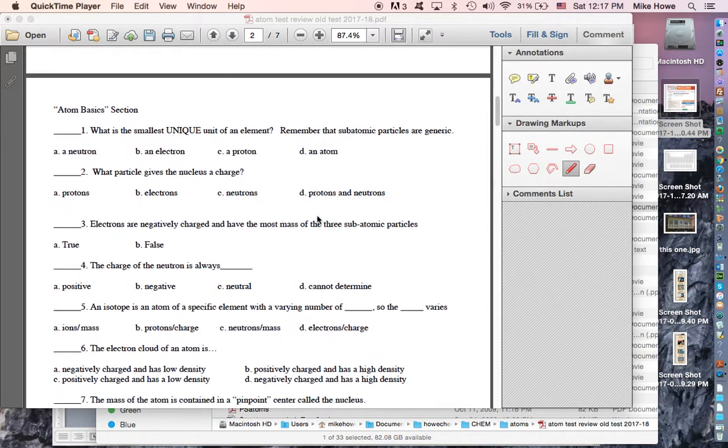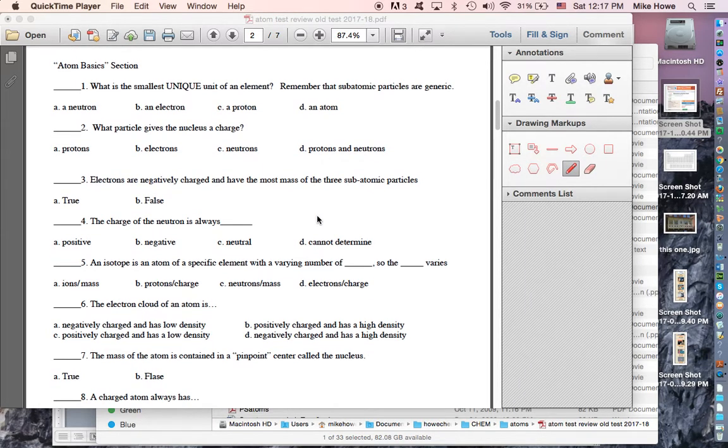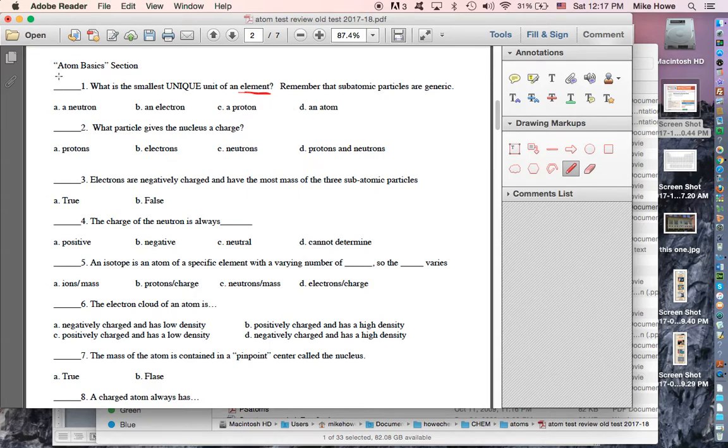Now for the atoms basics section of this test. The smallest unique unit of an element, if it's going to have an identity of that element, has to be an atom. Neutrons, electrons, and protons are all parts of an element, but they are not unique. A proton from potassium is the same as a proton from phosphorus, which is the same as a proton from sodium. A proton's a proton. They're not unique. They're generic.